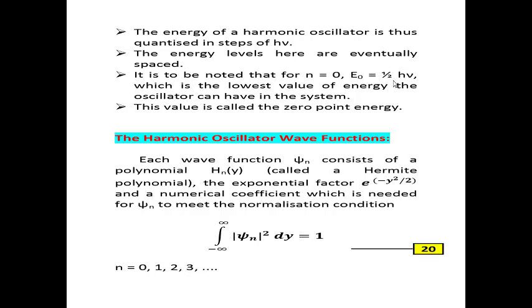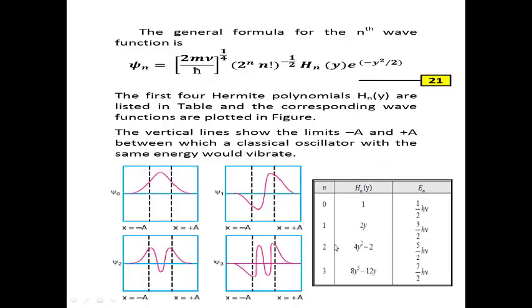Now if you consider the wave function of the harmonic oscillator, each wave function psi n consists of a polynomial H n of y called the Hermite polynomial function, an exponential factor of e power minus y squared by 2, and a numerical coefficient which is needed for psi n to meet the normalization condition. That is, the normalization of the wave function: the integral from minus infinity to plus infinity of the square of psi n, dy, equal to 1.